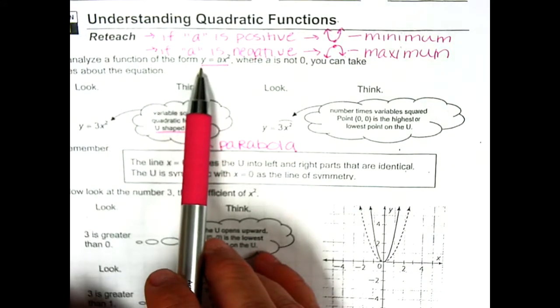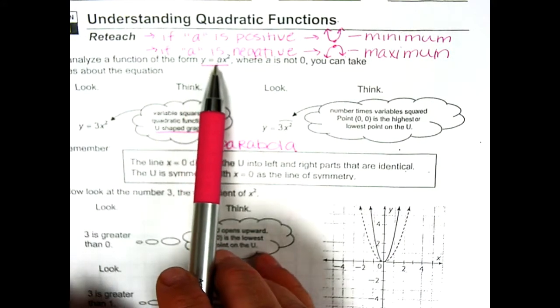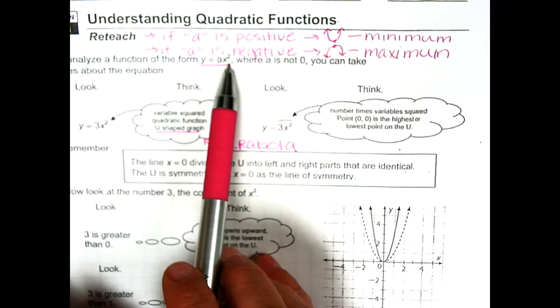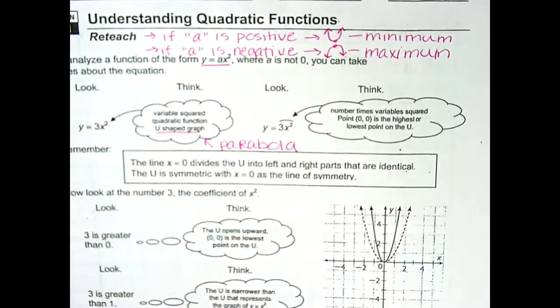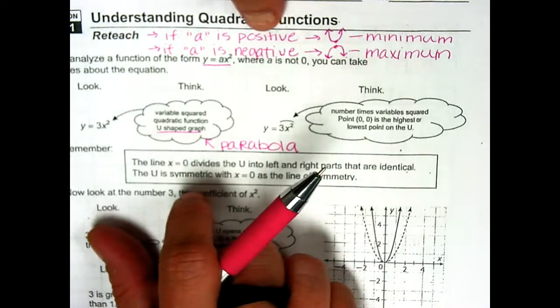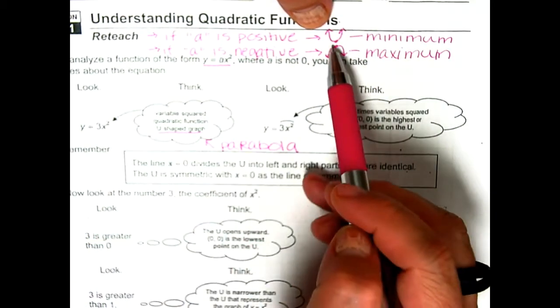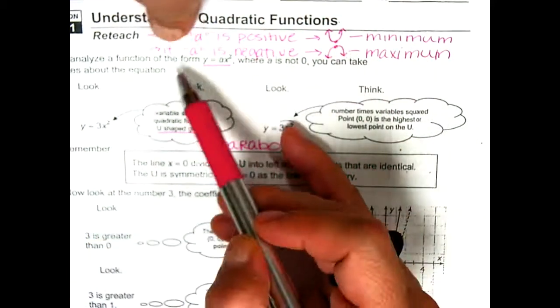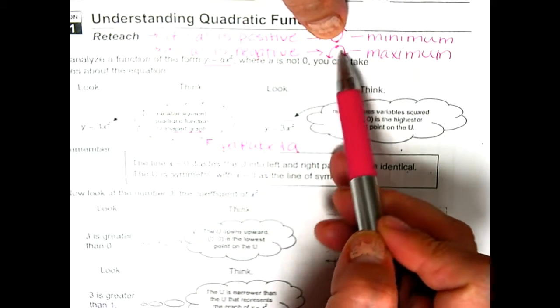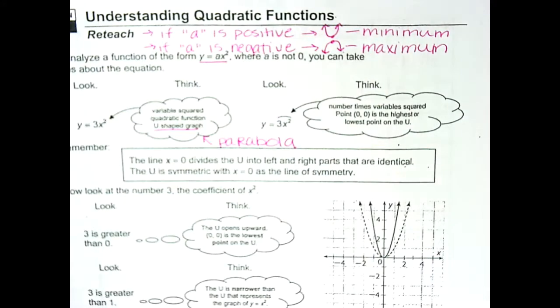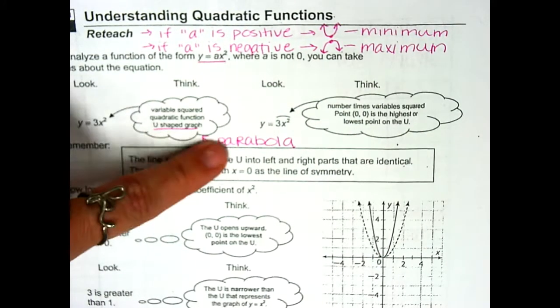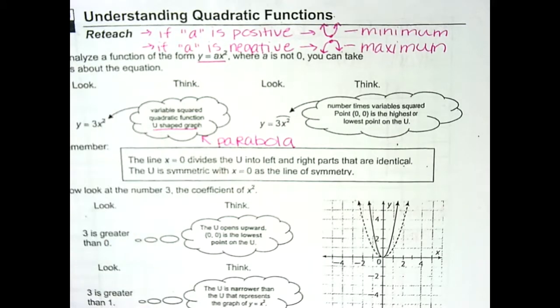The quadratic parent function is y equals ax squared, where a is not 0. If a is a positive number, it's going to open up and you'll end up with a minimum. If a is negative, your graph will open down and it's going to be a maximum. Every quadratic function forms a U-shaped graph, which we call a parabola.